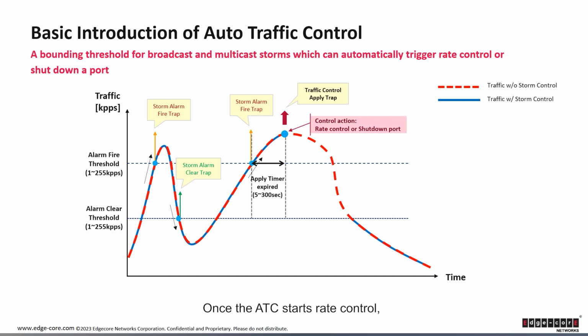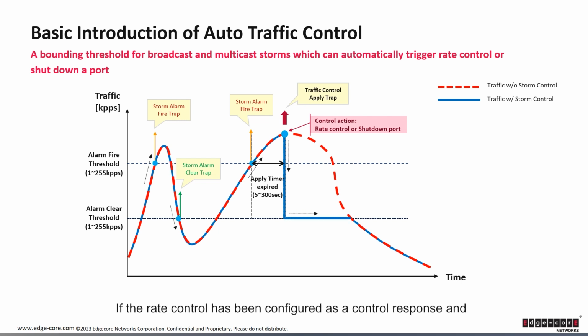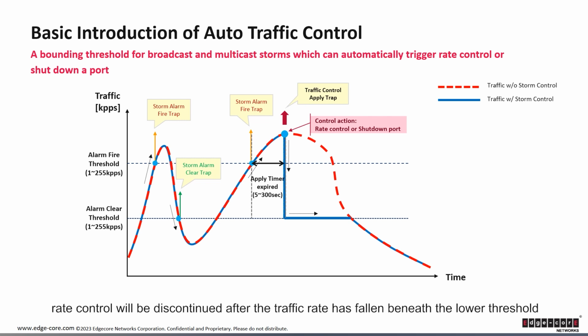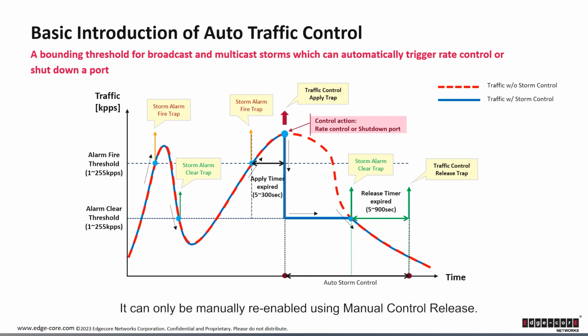Once the ATC starts rate control, the broadcast traffic that exceeds the alarm clear threshold will be dropped. If rate control has been configured as a control response and auto control release is enabled, rate control will be discontinued after the traffic rate has fallen beneath the lower threshold and the release timer has expired. Please note that if a port has been shut down by a control response, it will not be re-enabled by automatic traffic control. It can only be manually re-enabled using manual control release. I'll introduce the CLI command in the next slides and show you how to configure ATC step by step.